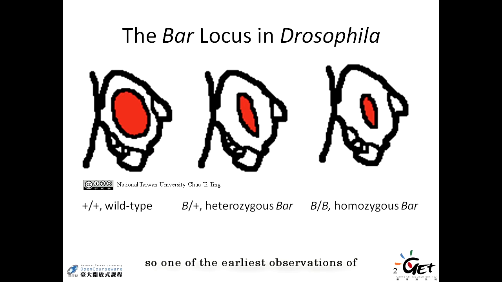To talk about gene duplication, the slide should show three different phenotypes of Drosophila. One of the earliest observations of gene duplication was the discovery of the bar locus in Drosophila. Showing here on this slide should be one of the wild type round eyes of Drosophila, and the other one is the heterozygous bar over plus, which shows a kidney shape of the Drosophila eye.